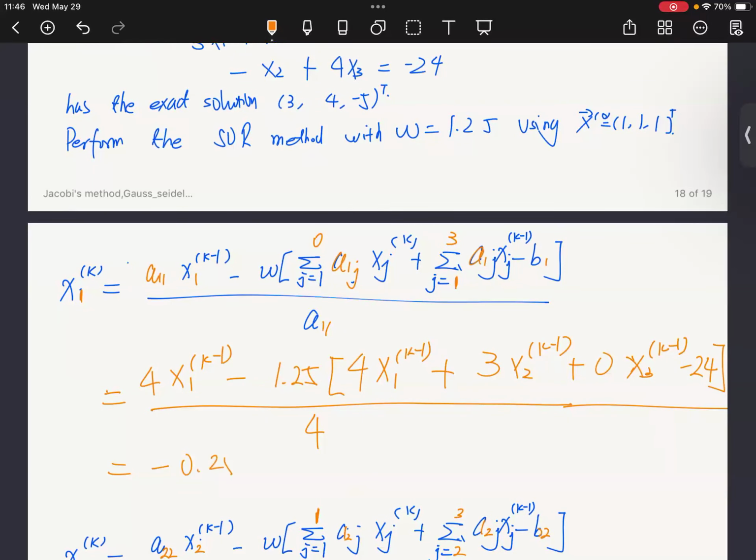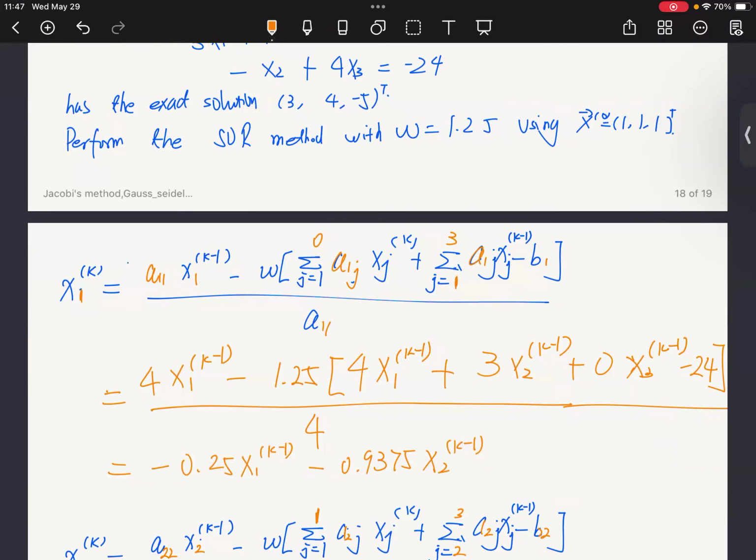Minus 0.5, 2.5 x1 k minus 1. And here the second one, the subtraction is 1.25 and then plus 3 divided by 4, and then that is the coefficient for the x2 on the right hand side. So we have minus, this is by calculator, 375 x2 k minus 1, and for the third item, it's just 0.